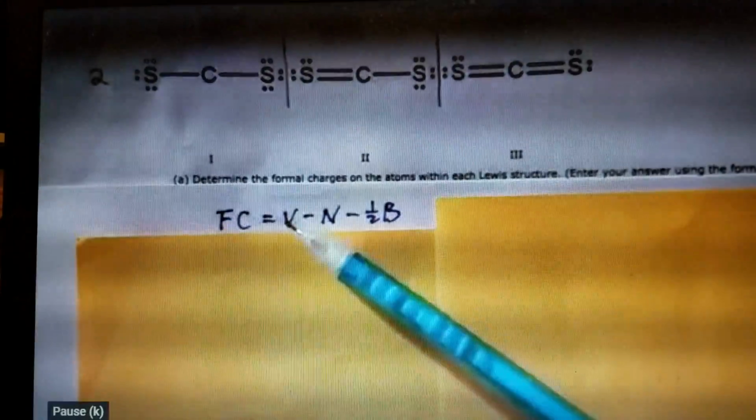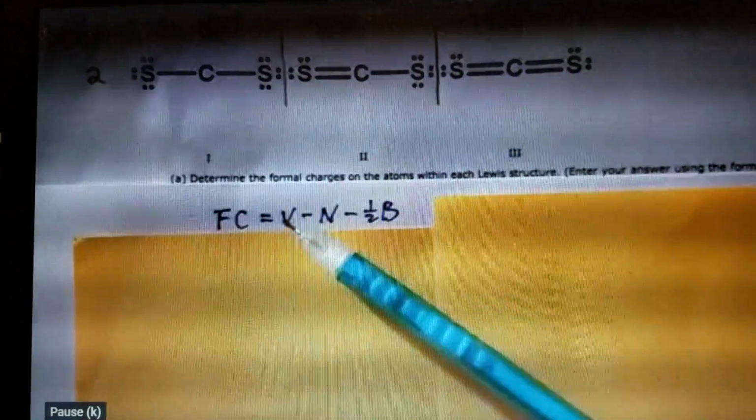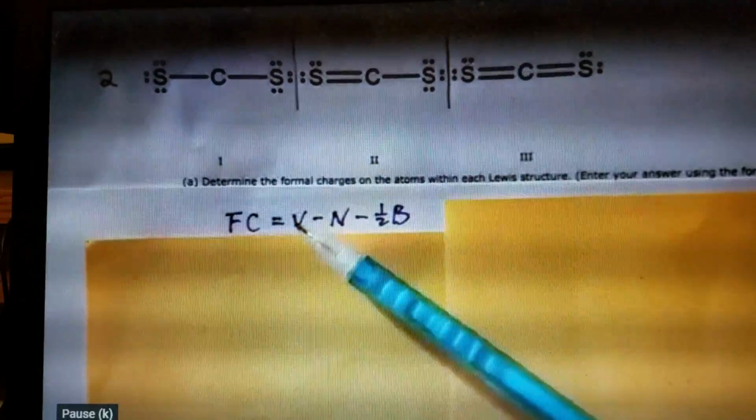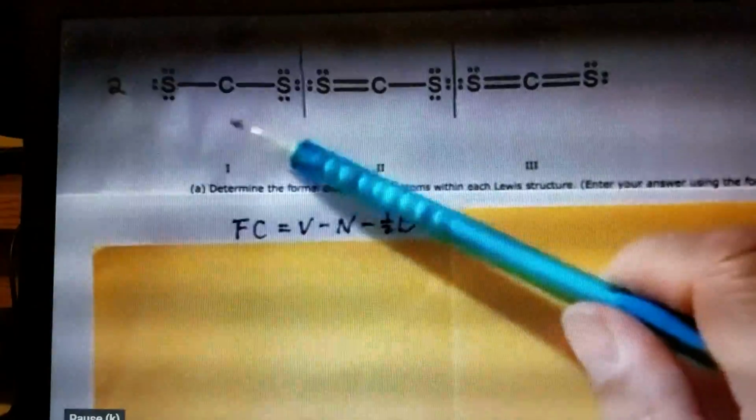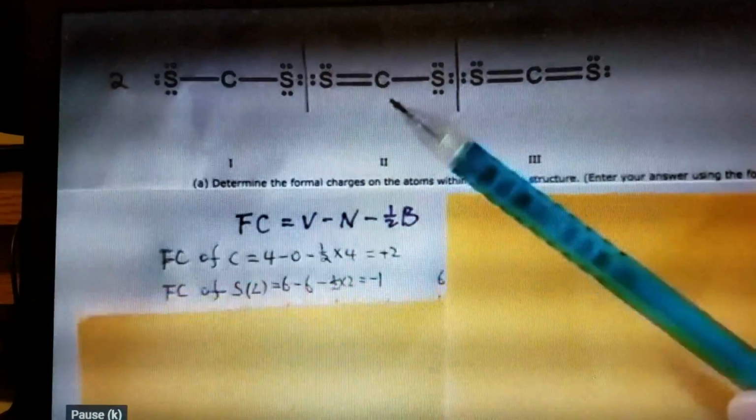So again, let's recall the formula or the equation for calculating the formal charge. That should equal the valence electrons subtracted by the non-bonding electrons and subtracted by 1/2 of the bonding electrons. Okay, so let's work on structure 1.